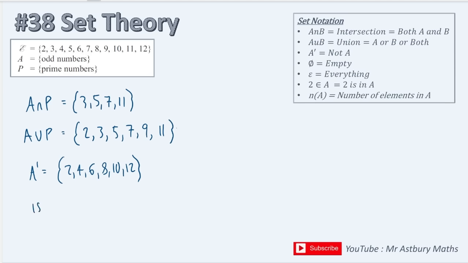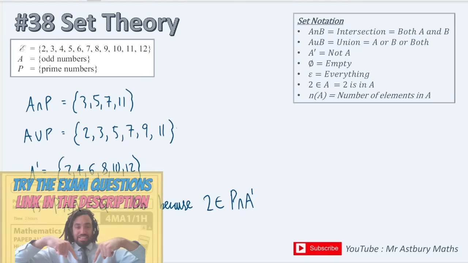And finally, we might get asked a question like this. Is P intersection not A equal to the empty set? Well, what does this mean? P intersection not A are all the elements which are in P, so are prime, and are not odd. And the answer is no, it doesn't equal the empty set, because it actually has an element, it has the element 2. So 2 is in P intersection not A, because 2 is prime and it is also not in the odd numbers.